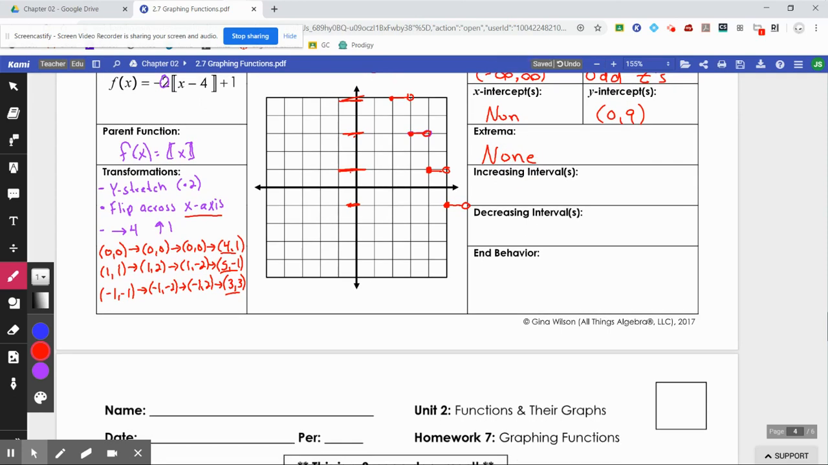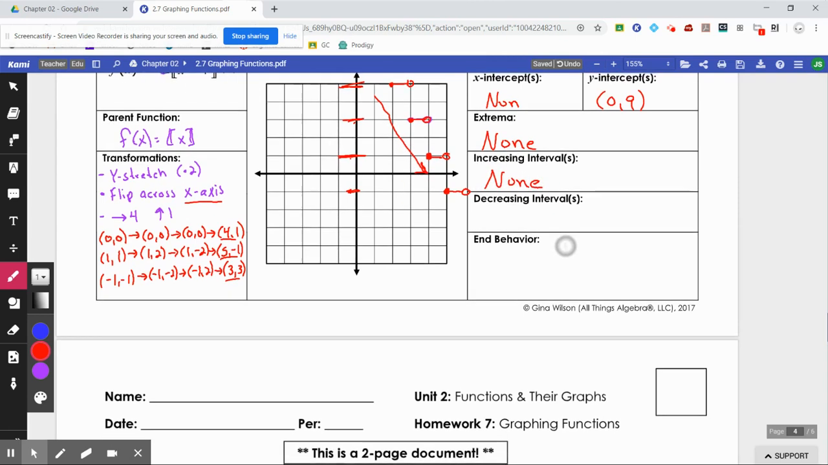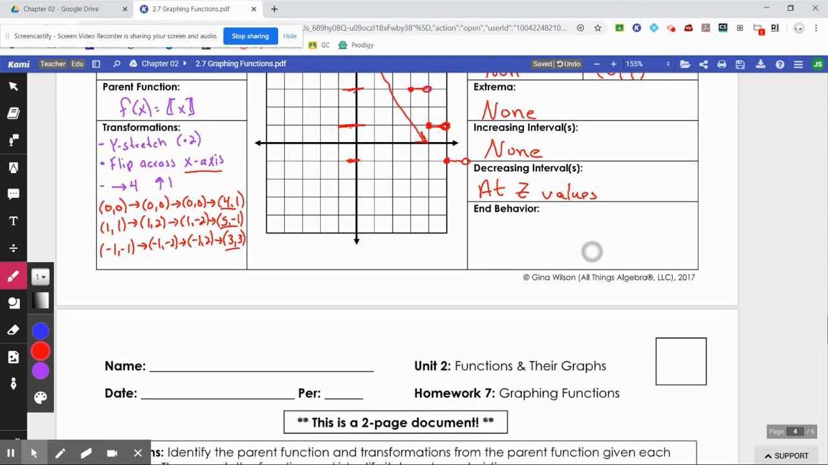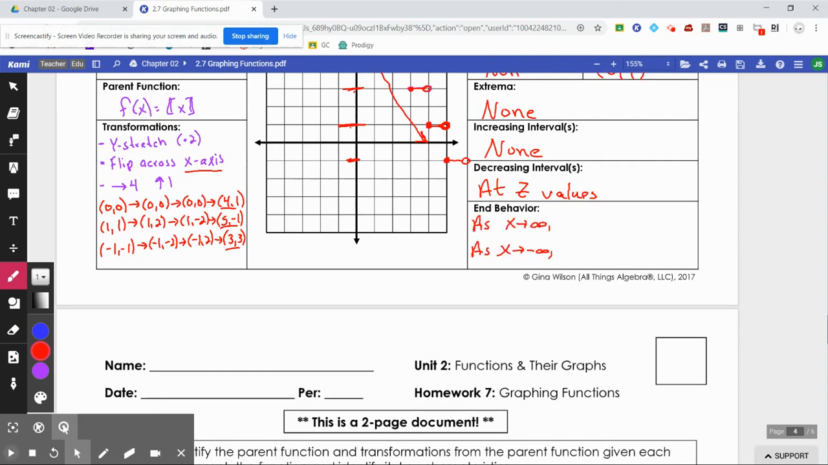Increasing intervals, again, now you see this thing going downhill. So increasing, there would be none. And if you're going to put a decreasing interval, the only place that this goes down is from here to here. So if you're going to say that it decreases anywhere, it would be actually at the integer values. Because again, it would jump from here to down here, or from just to the left of the integer down to the next integer. End behaviors.